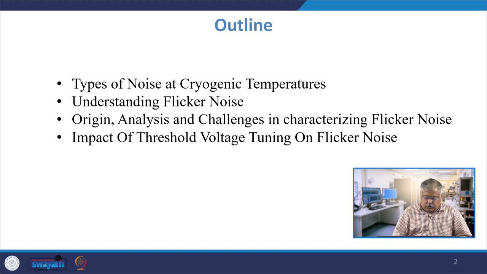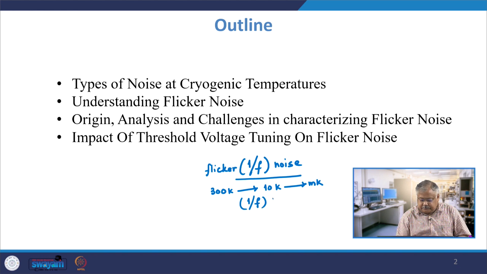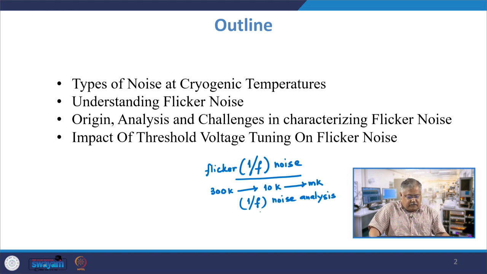Now, flicker noise is basically 1 by f noise, and it is inversely proportional to the frequency. Typically, many people have studied this by varying the temperature from 300 Kelvin down to 10 Kelvin, and some of the papers have even gone to the millikelvin range, studying the 1 by f noise. People have used various mechanisms to evaluate the value of the 1 by f noise.